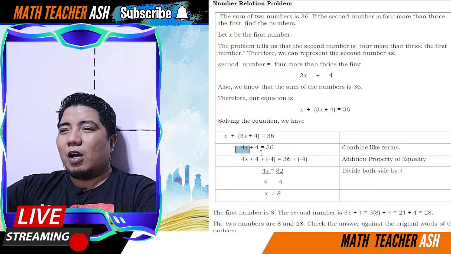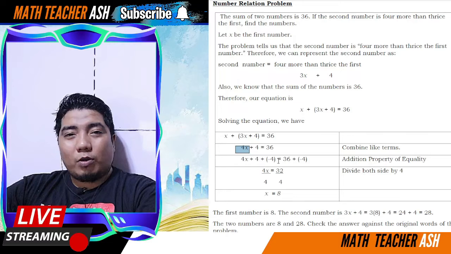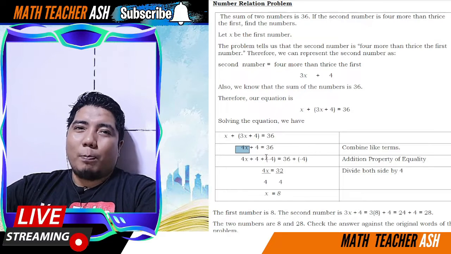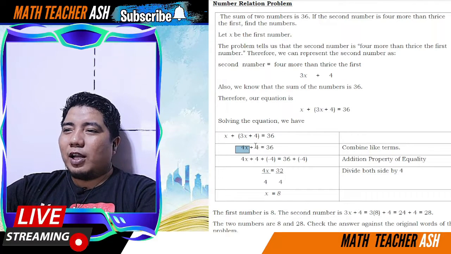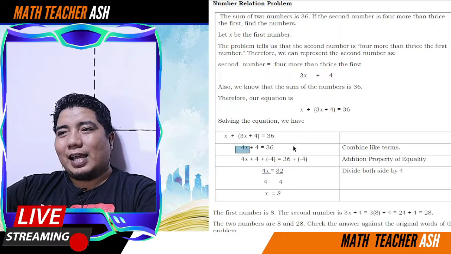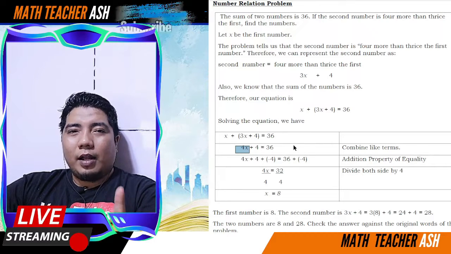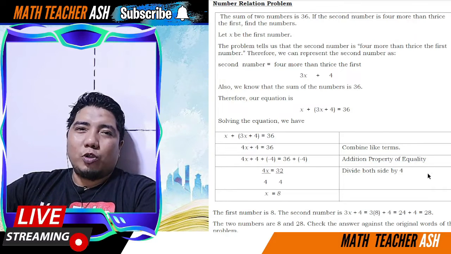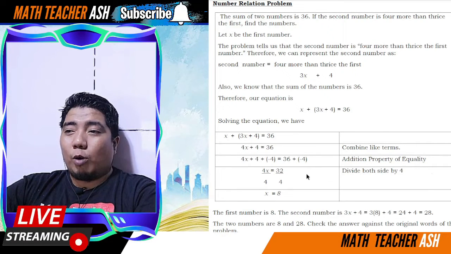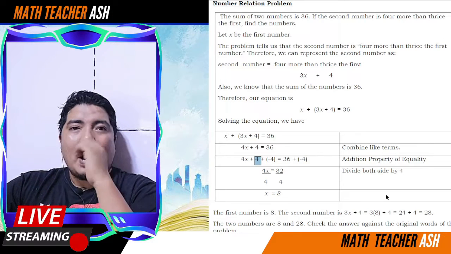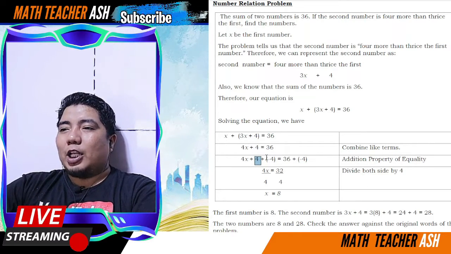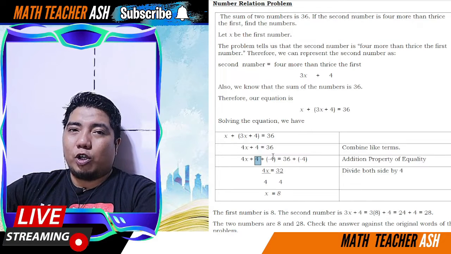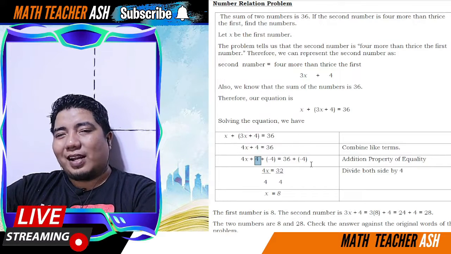Alright. So you bring down plus 4. You bring down equals 36. Then you combine like terms. So si 4 ngayon, kailangang ilipat sa kabilang side. So paano yan? May dalawang paraan. Number 1, you can use the addition property of equality. You just add a number that is opposite to plus 4, or positive 4, para ma-eliminate siya dito sa left side. Of course, kung anong gagawin sa left, yun ang gagawin sa right.